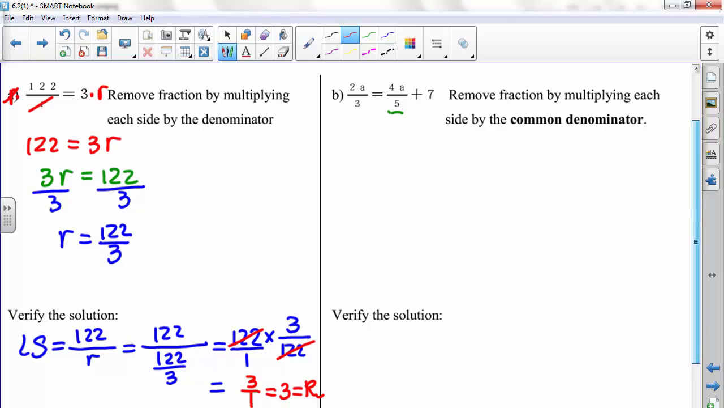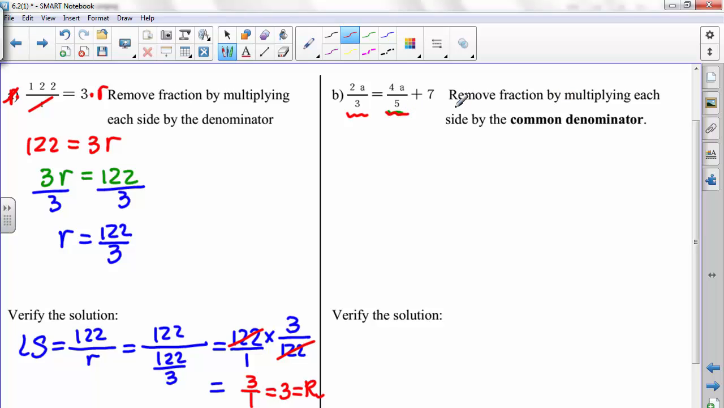The second example, with authentic rational coefficients on both sides. Let's look at this equation. 2a divided by 3 equals 4a divided by 5 plus 7. We will see 3 in the denominator on the left side, 5 in the denominator on the right side. What can we do with these two denominators? We need to remove these two denominators, of course, first. How can we remove these two denominators at the same time?